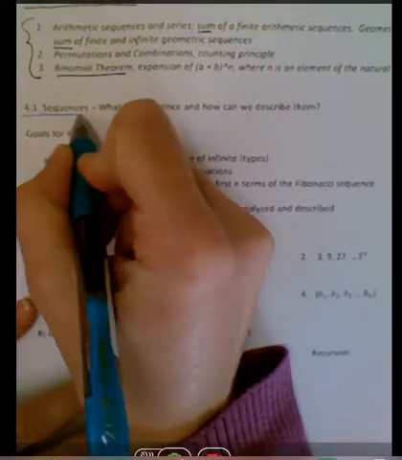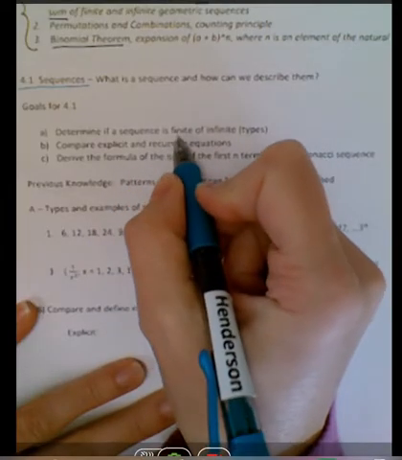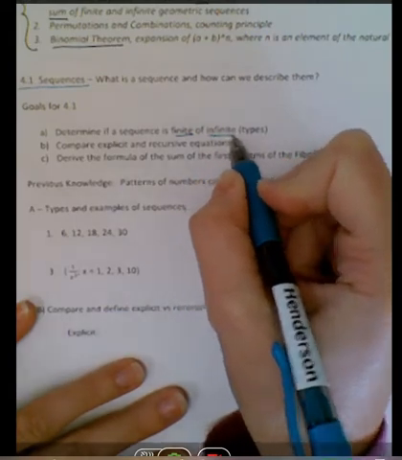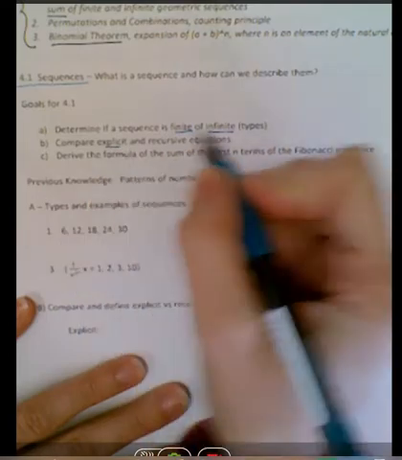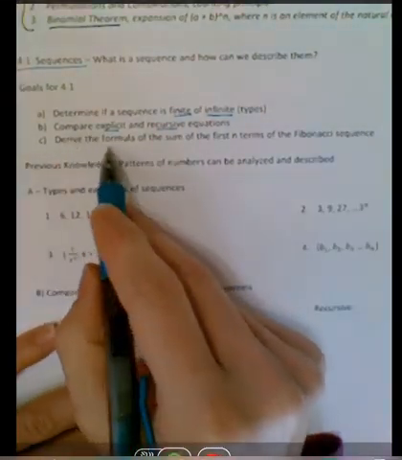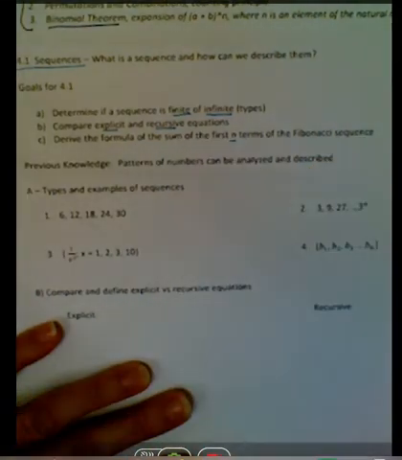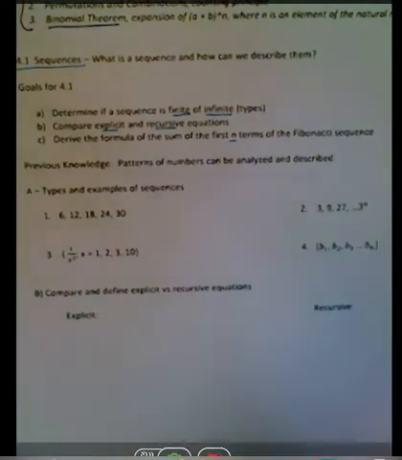So for today, we're going to focus on 4.1 sequences and what is a sequence and how do we describe them. So the goals for this series of videos are going to be able to define and determine if something is finite versus infinite, compare and contrast explicit versus recursive equations, and then part C, which is to derive the formula of the sum of the first n terms in the Fibonacci sequence, which is something most of us are familiar with.